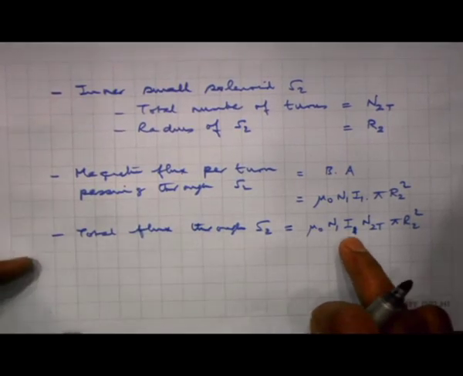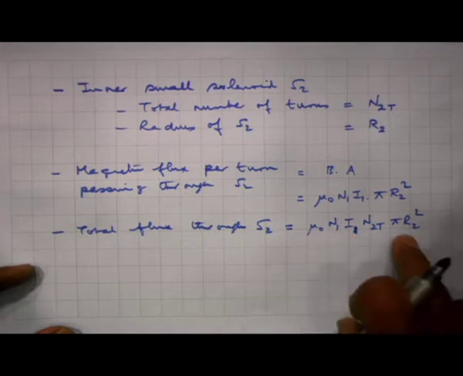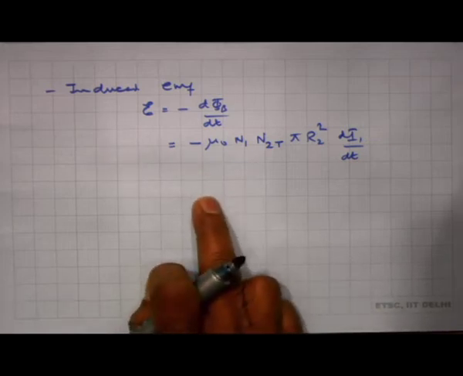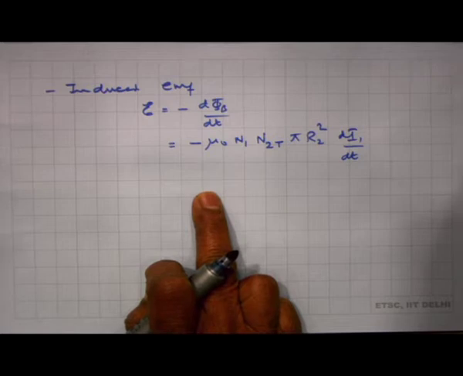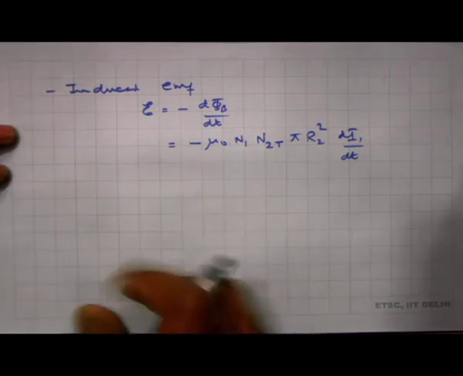So, the flux will change if I change the current through the outer solenoid. If I1 changes with time, the flux through the inner solenoid will change with time, and the rate of change of flux, with a minus sign, is the induced EMF. So, if the outer current does not change with time, there is no induced EMF in the inner solenoid. The moment I change the outer current as a function of time, there is going to be an induced EMF.